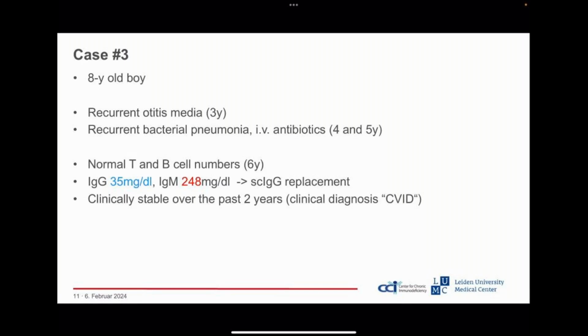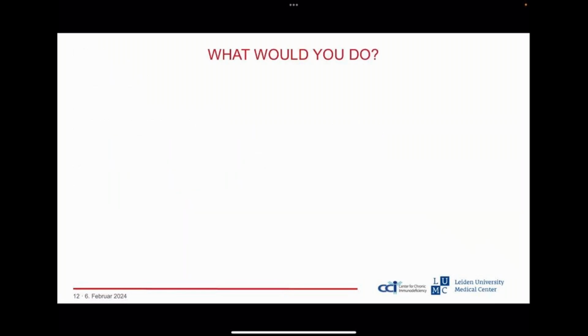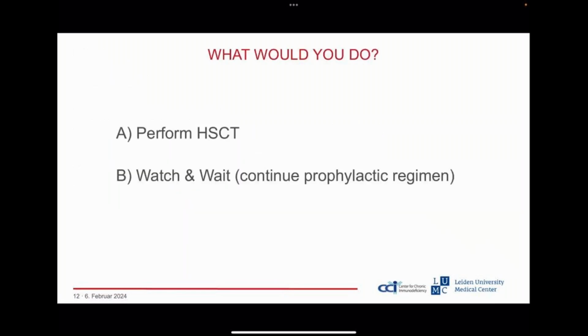He was referred for further evaluation at 8 years, and a genetic investigation by next-generation sequencing identified that this patient had a pathological mutation in CD40 ligand. Again, this patient did not have a family donor, and the best available donor in a donor search was again a 9 out of 10 mismatched unrelated donor. So same disease, but a milder clinical presentation in context of a probably more leaky mutation. Same question to you again. What would you do? Perform HSCT or watch and wait?